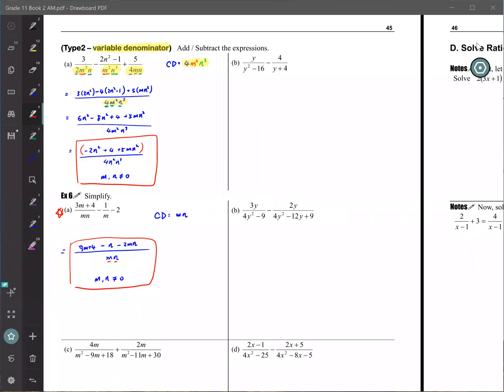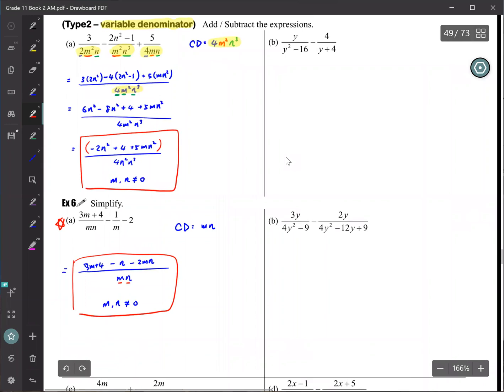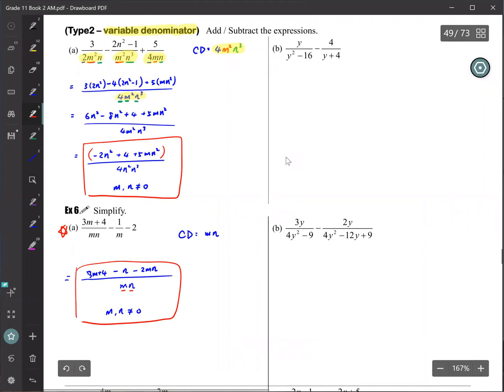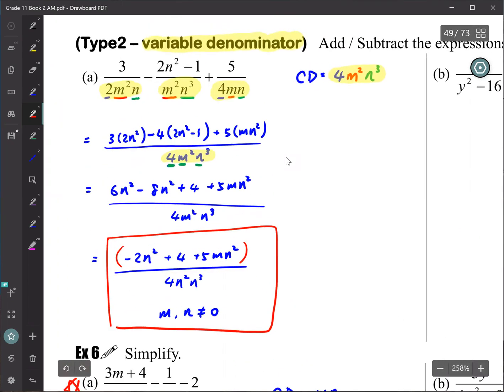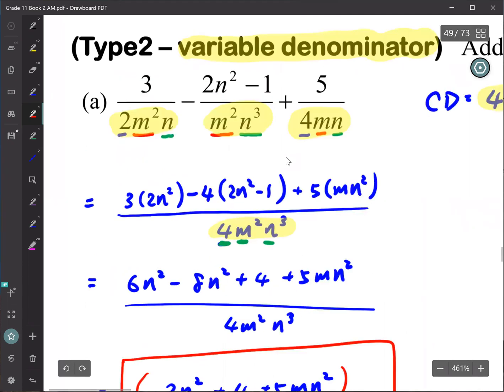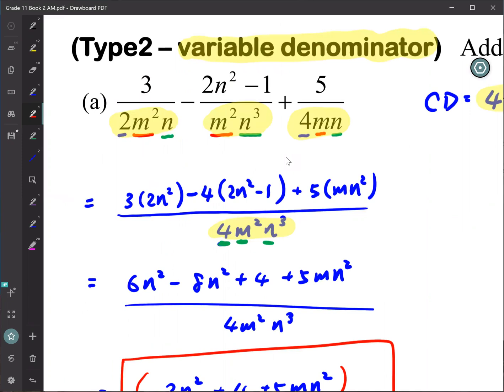Okay, so let's continue from before the break. Before the break, we talked about denominators that have variables. So you can see that to get a common denominator, you just need to get something that covers all the denominators.